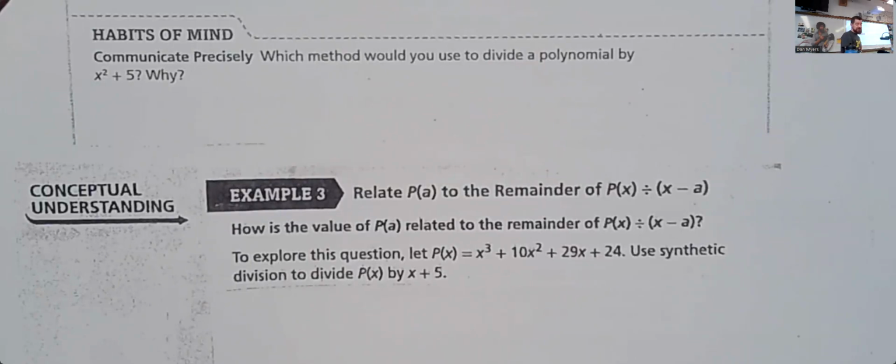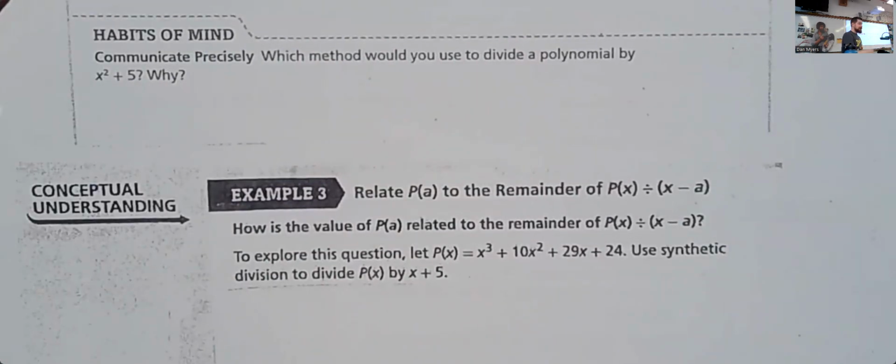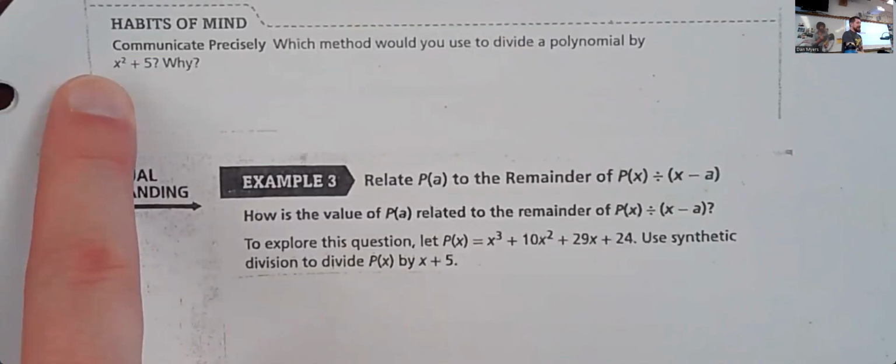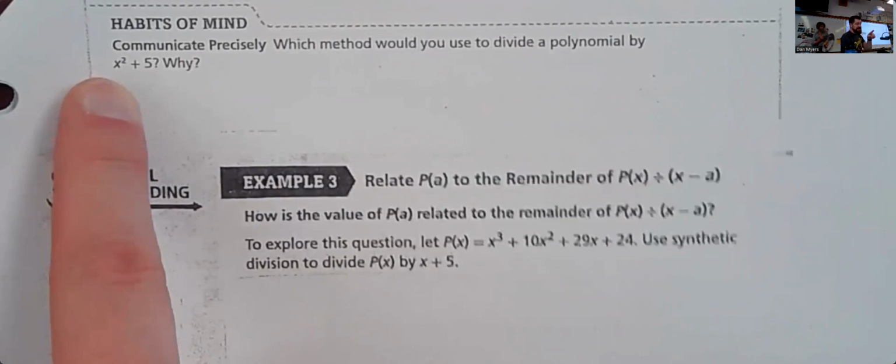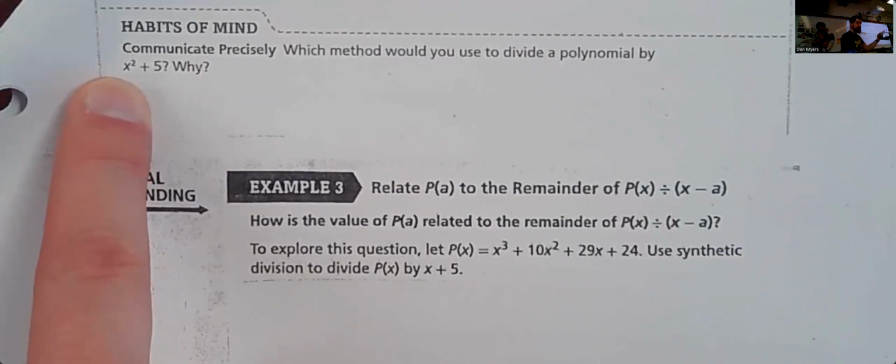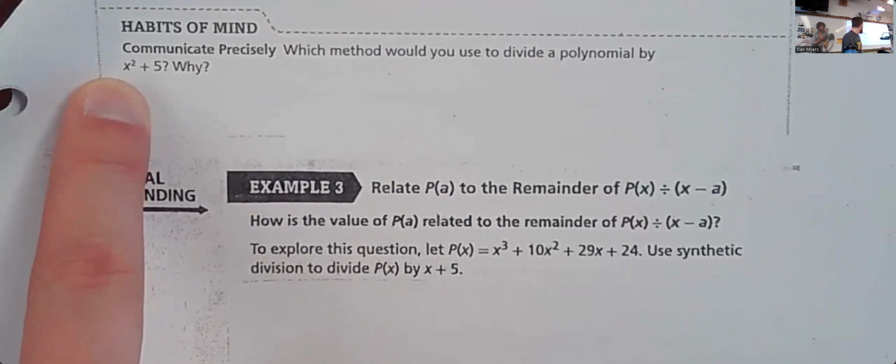Which method would you use to divide any polynomial by x squared plus 5? Long division or synthetic? Long division. Why? Yeah, there's the squared there. You can't use synthetic division if there's a square. It doesn't work. So even though it's only 2 terms, even though the lead coefficient is 1, because this is a quadratic instead of linear, squared instead of exponent of 1, we can't use synthetic division. It has to be long division.